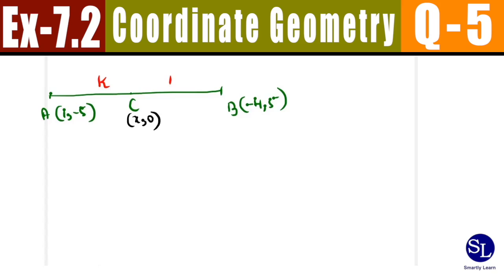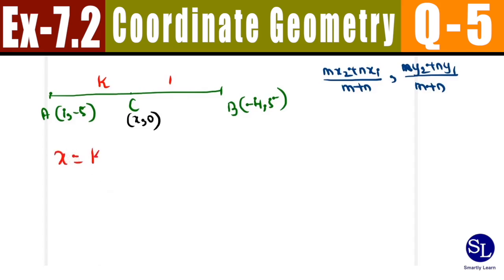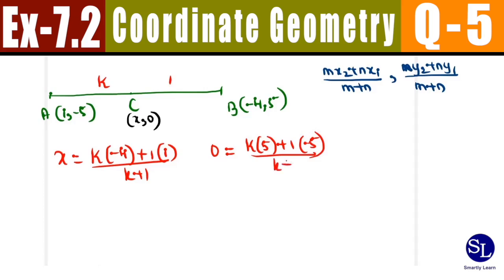So now let's write once the section formula. It is going to be (mx2 plus nx1) divided by (m plus n), comma, (my2 plus ny1) divided by (m plus n). You need to write this formula from the exam perspective. So now let's say x is going to be equal to (k into -4 plus 1 into 1) divided by (k plus 1). Also, the y coordinate 0 is going to be (k into 5 plus 1 into -5) divided by (k plus 1).